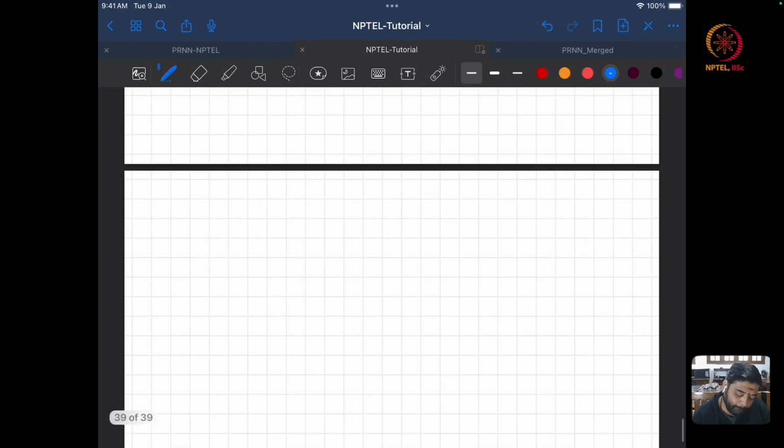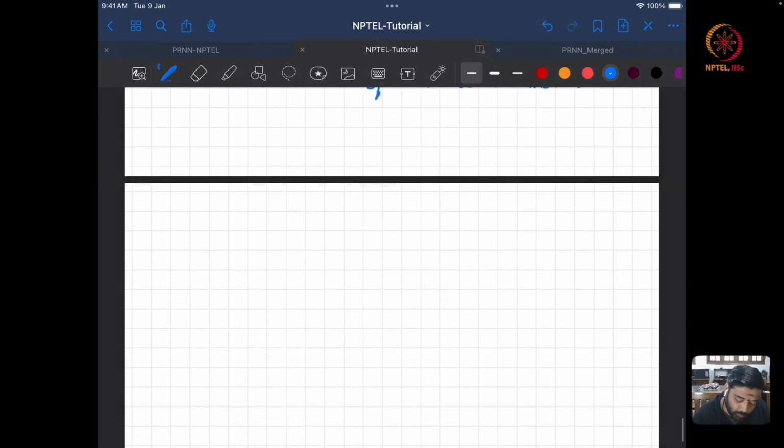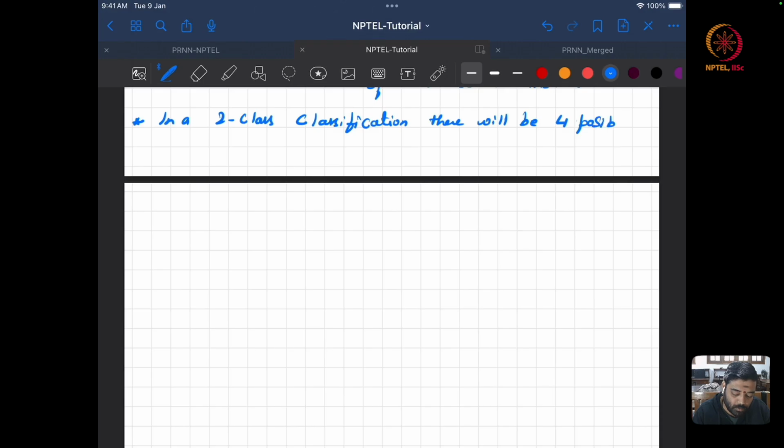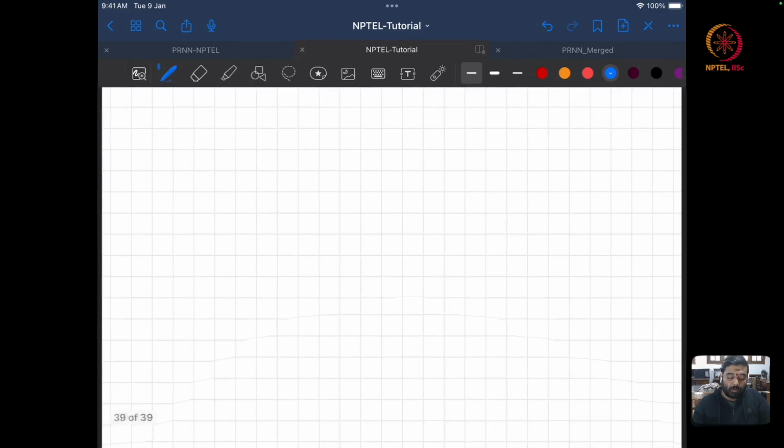So now whenever you consider a two-class problem, in two-class classification, there will be four possible outcomes. Now, two we have already seen. There will be four possible outcomes. Now, what are those four possible outcomes? Let's try to write them.